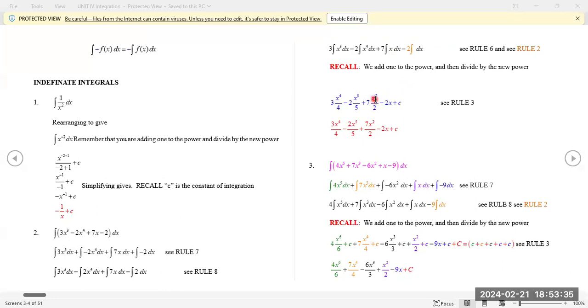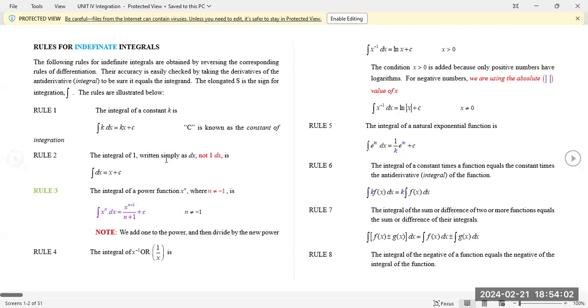And then this is going to be the integral of dx. When I integrate dx, what do I get? When I integrate dx, what do I get? Plus C. Very good. When I integrate dx, right here, rule number 2, I'm going to get x plus c. When I integrate dx, I'm going to get x plus c.